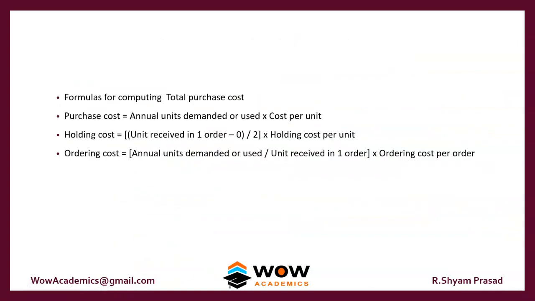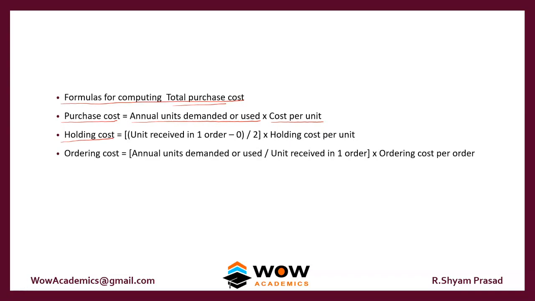So the next problem is we need to find out what is the total purchase cost of the items that we have purchased. So there are three costs which are associated. The first one is the purchase cost, where the annual units demanded or used in a year multiplied by the cost per unit will tell us the total worth of units that we have consumed.